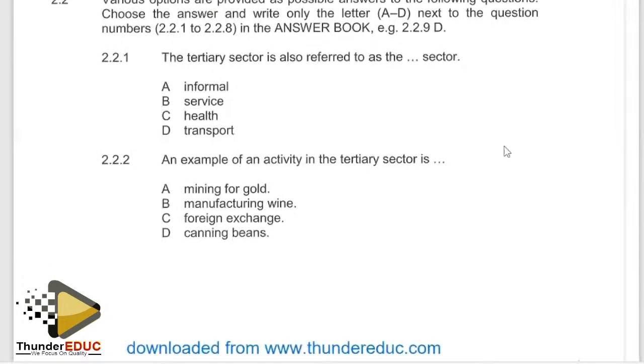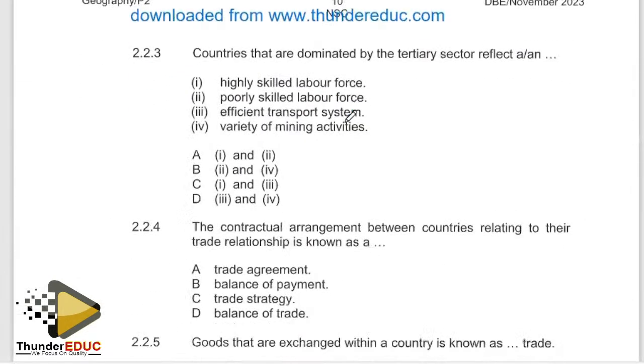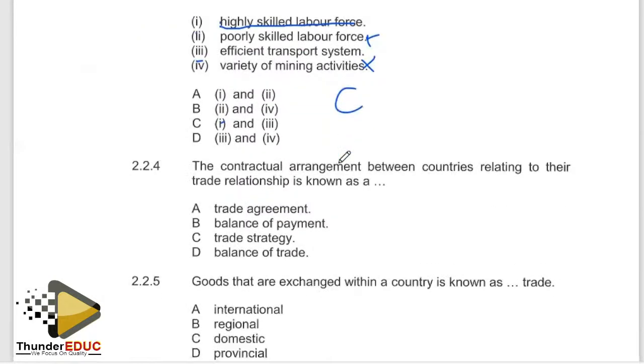The tertiary sector is referred to as the service sector. An example of this activity of the tertiary sector is the foreign exchange. Countries that are dominated by the tertiary sector reflect a high skilled labor force. Then you look at poor skilled labor. No, that is not a constant. Sufficient transport system, variety of mining activity. That is not part of the tertiary sector. So the answer is 1 and 3. So 1 and 3 makes it C. Okay. We continue.